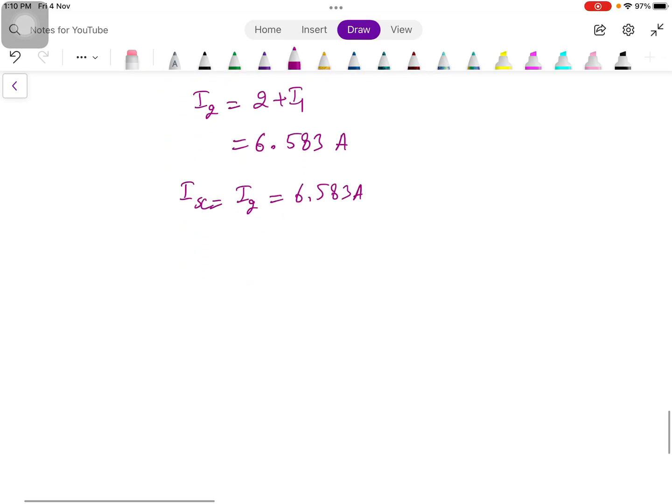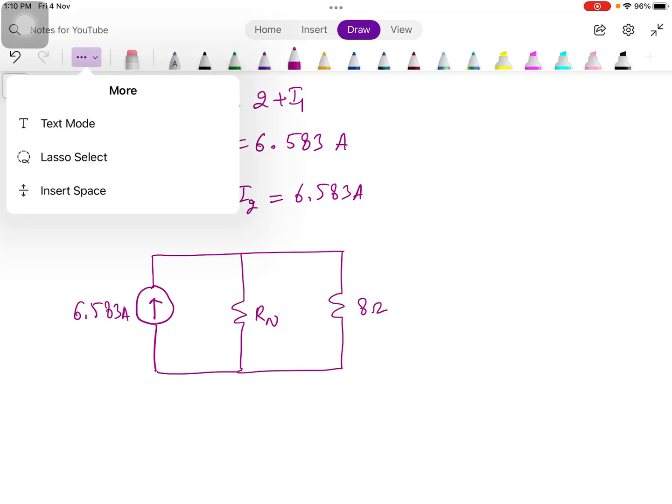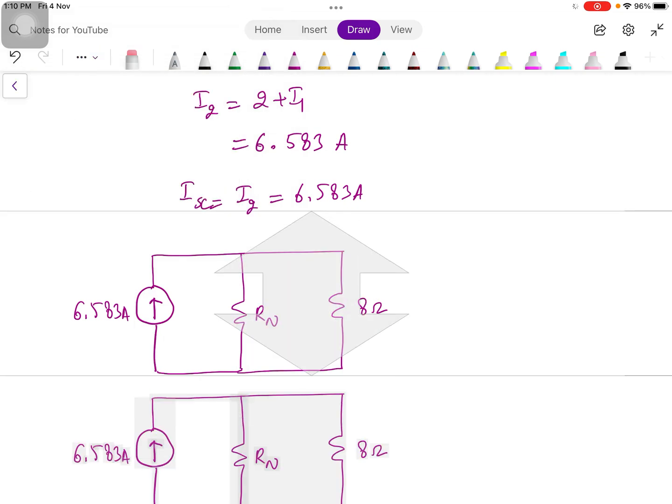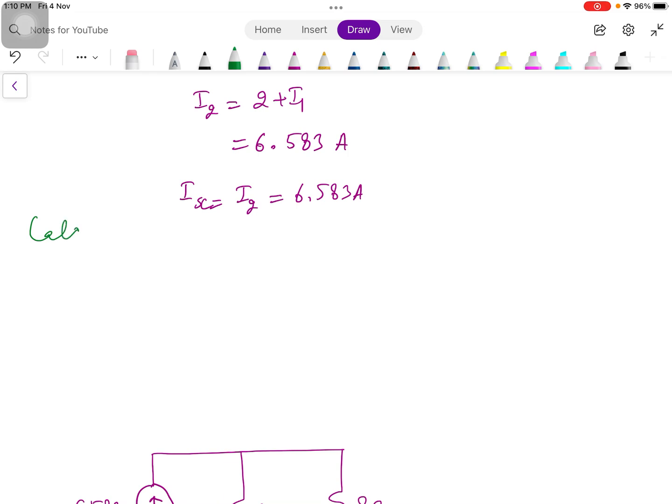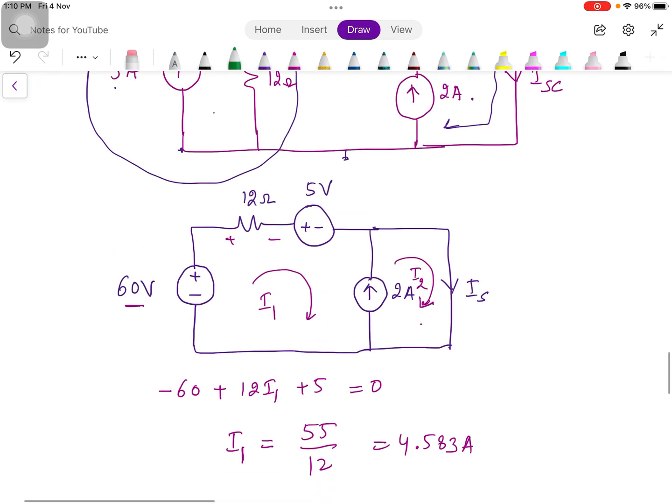So the Norton's equivalent for this circuit is 6.583 amperes in parallel with the Norton resistance, and here we will have the 8 ohm resistance. Now we need to calculate R Norton as well. Let's calculate that first. For calculating Rn, the 5 ampere current source should be replaced by an open circuit, 5 volt replaced by a short circuit, 2 ampere replaced by an open circuit, and the load resistance again replaced by an open circuit.